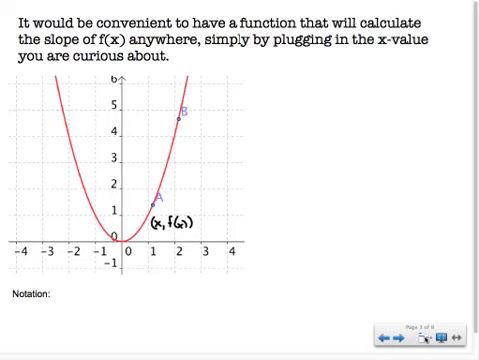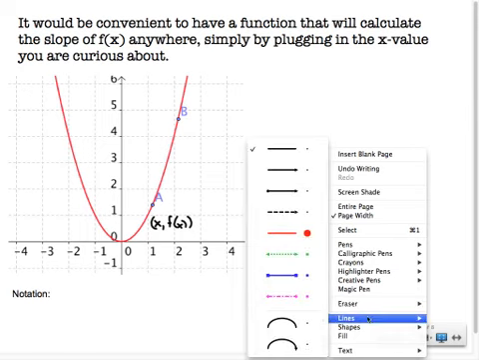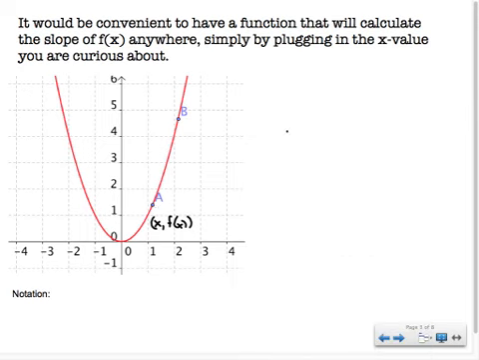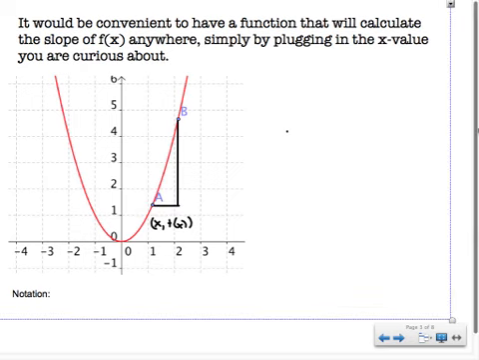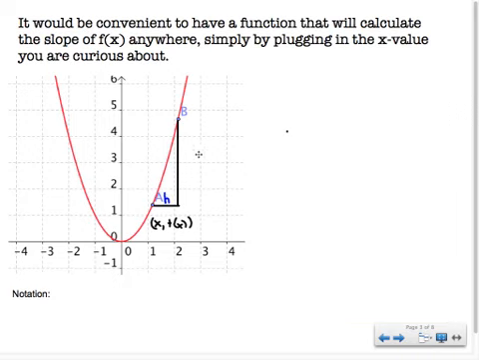Just like we did before, we're going to create a little bit of distance between point A and point B. And let's call this distance h. So what are the coordinates of point B? Well, if I start at x and I go h units to the right, then my x coordinate is going to be x plus h, which makes my y coordinate f of x plus h.